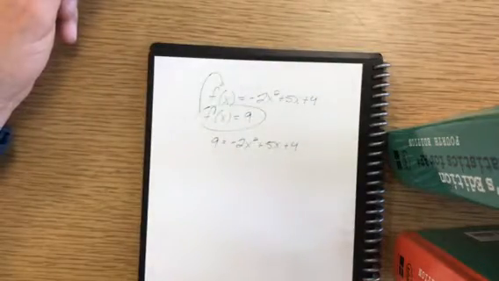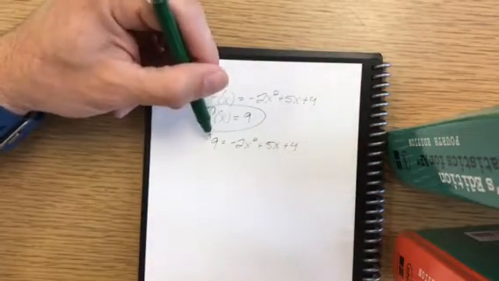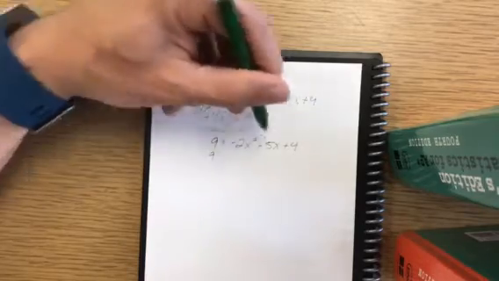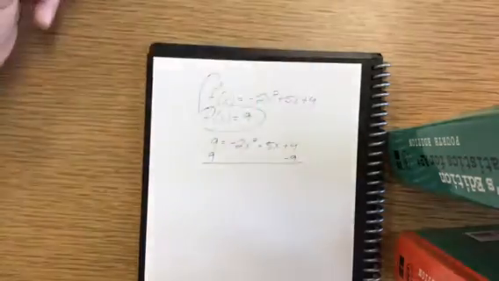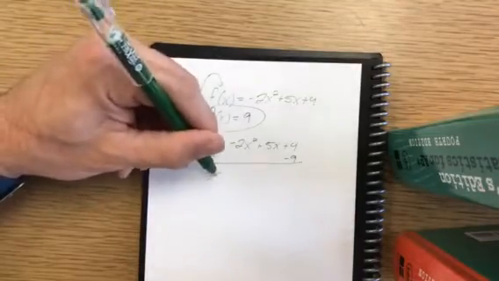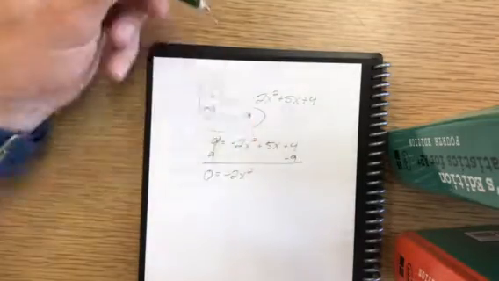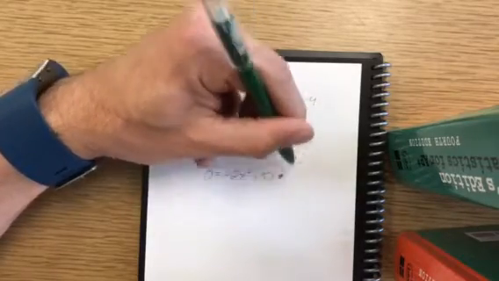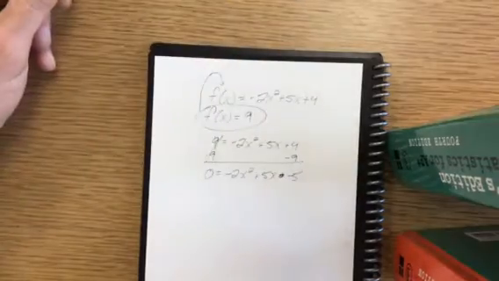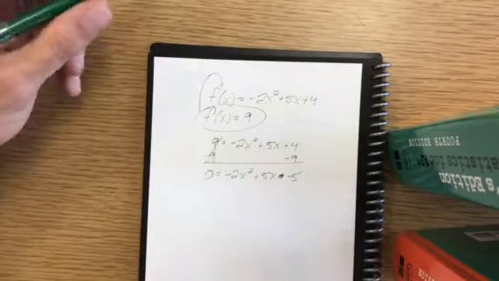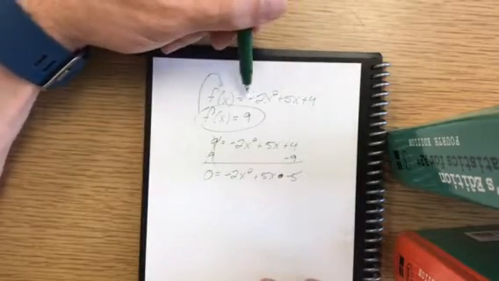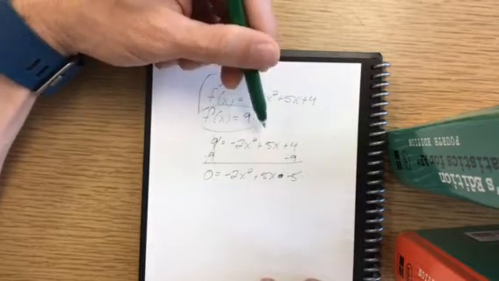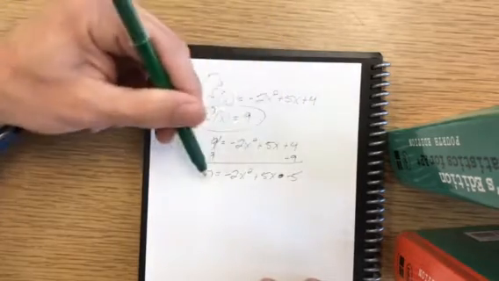Now you can't do anything with these functions unless they're in standard form. So you got to get rid of that 9. So I'm going to subtract 9 from both sides. So now it's 0 equals negative 2x squared plus 5x, and then this becomes minus 5. So the idea here is if this equation hits 9, that's the same as this equation hitting 0.